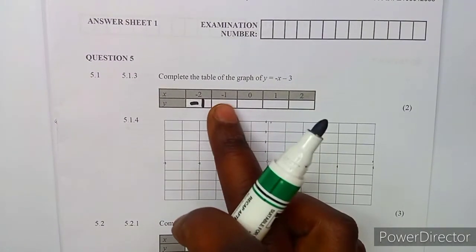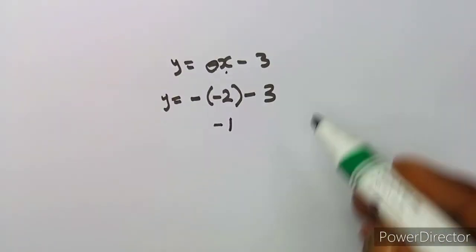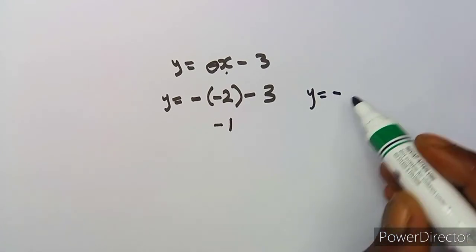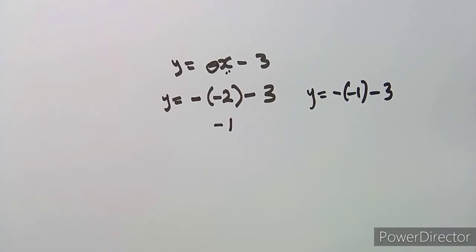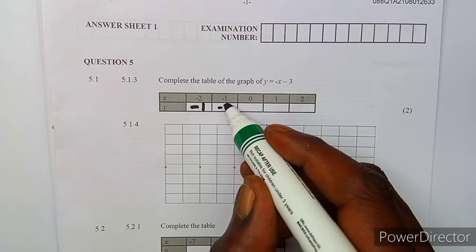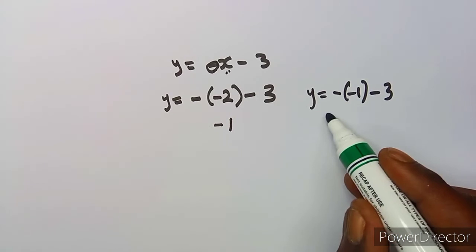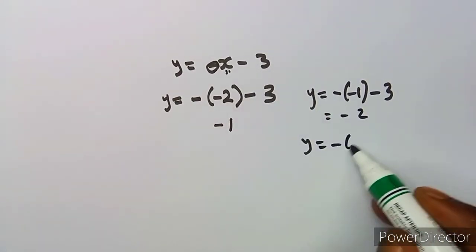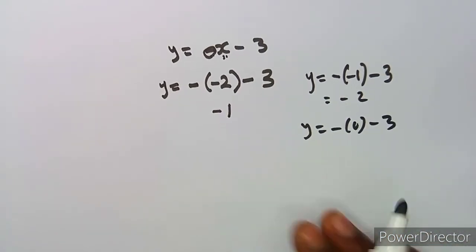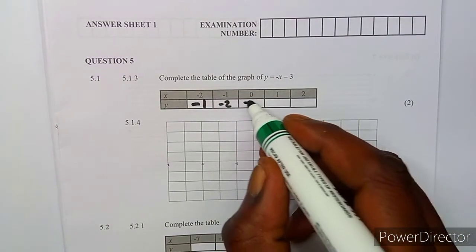Okay, when x is minus 1, we do the same. In place of x, you put minus 1. So it will be y is equal to minus, but your x is minus 1. So it's minus 1 minus 3. You are going to obtain from your calculator minus 2. So this is going to give us negative 2. When x is equal to 0, you do the same. So it's minus 0 minus 3. From your calculator, this is going to give you minus 3.